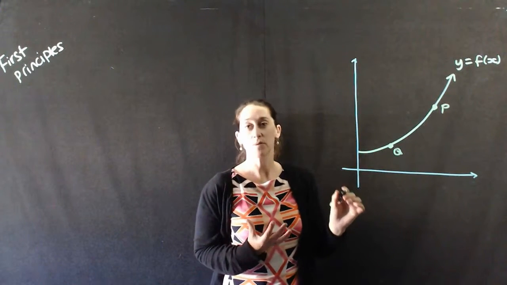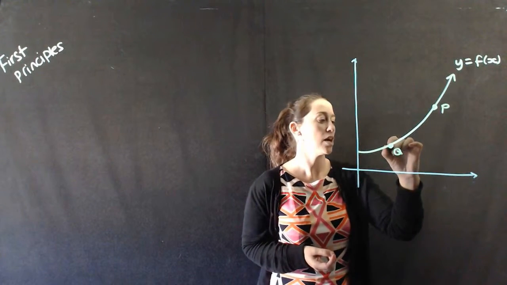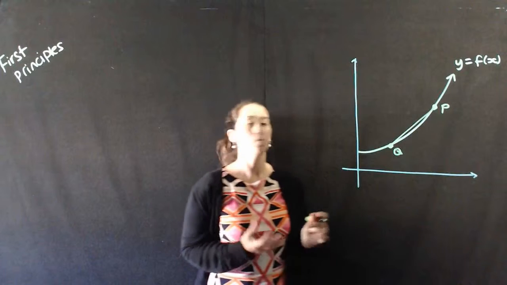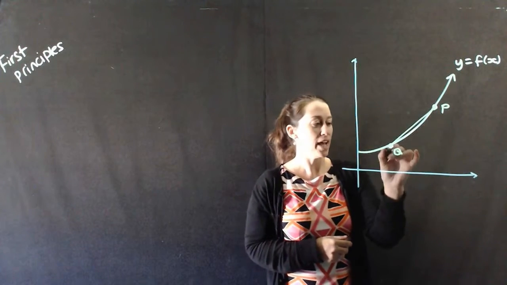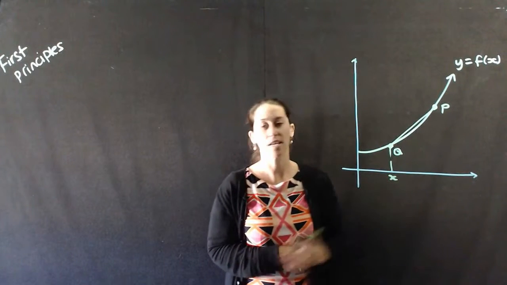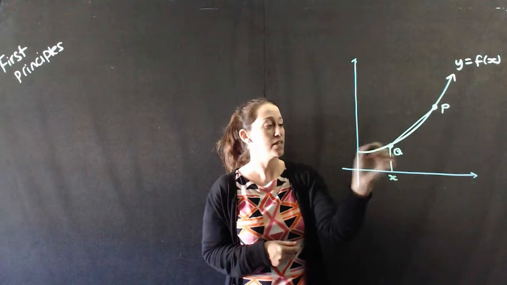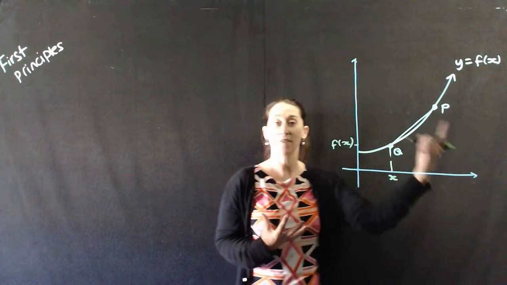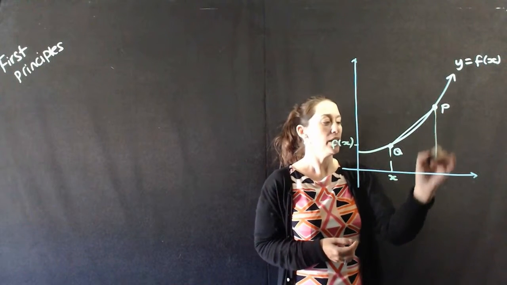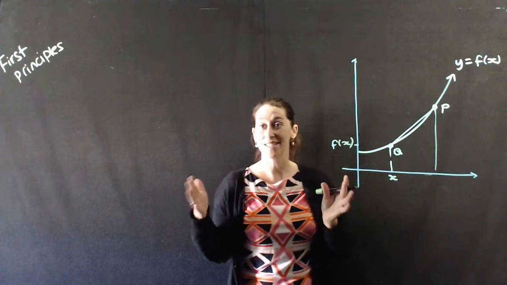Now what I'm going to do is work out the gradient. I'm going to join the two points up and work out the gradient between these points, the secant. What we do is we have some x coordinate at Q, and of course if y equals f of x, then this y value is just f of x. And let's have a look at P. Well, P has come along some distance. Let's assume that distance is h.